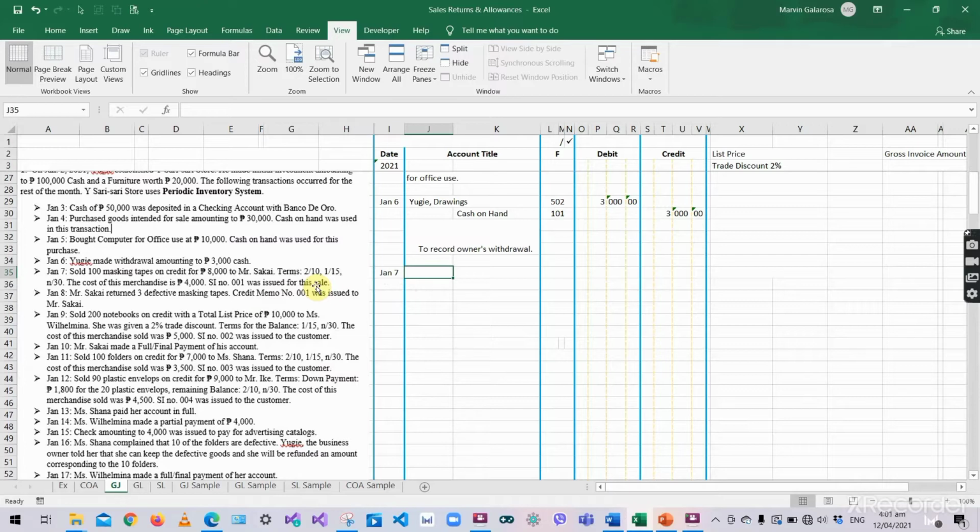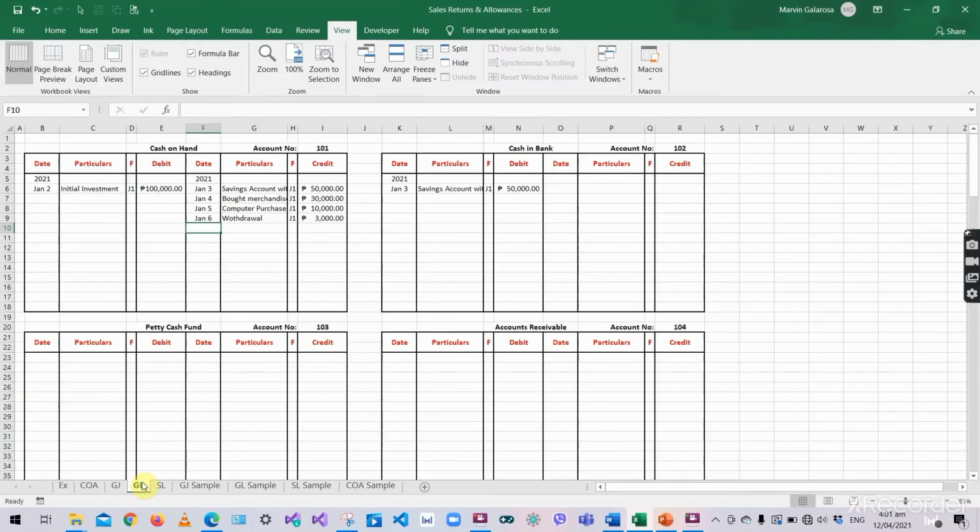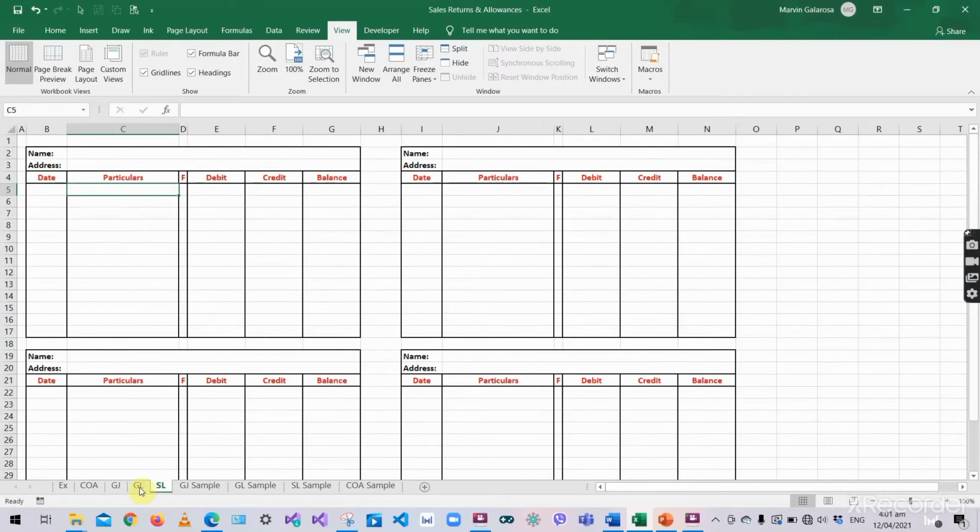The cost of this merchandise is 4,000. SI number, meaning sales invoice. Sales invoice number 001 was issued for this sale. For this transaction, since it concerns customer's account, so hindi lang tayo magtatapos sa pagpost sa general ledger, gagamitin na rin natin yung subsidiary ledger.